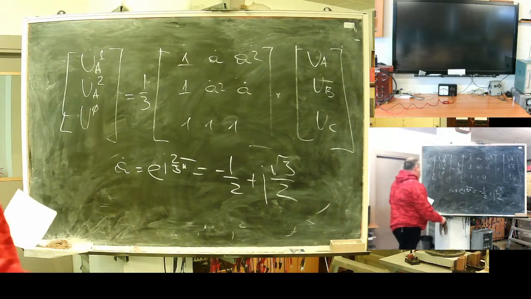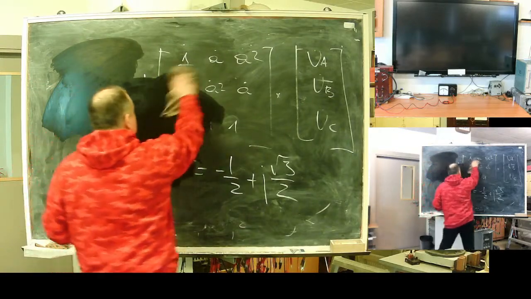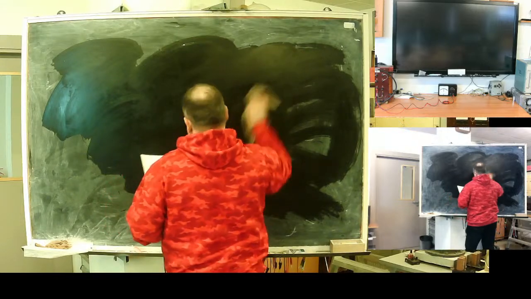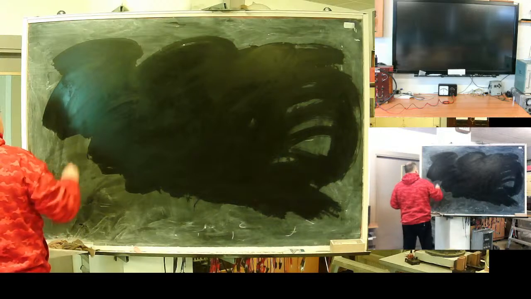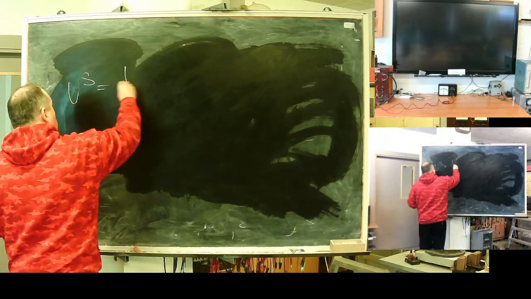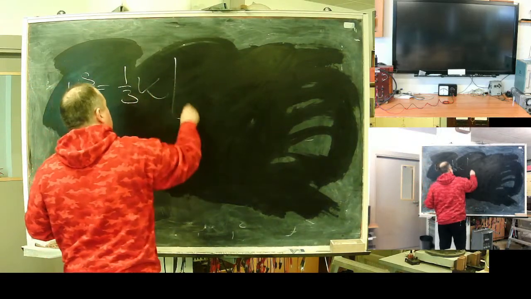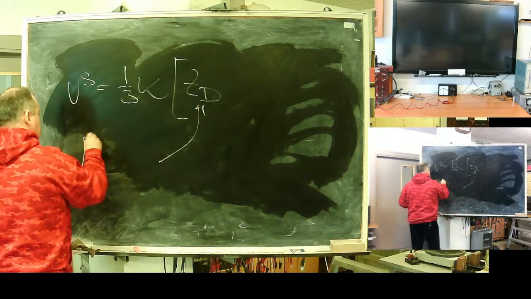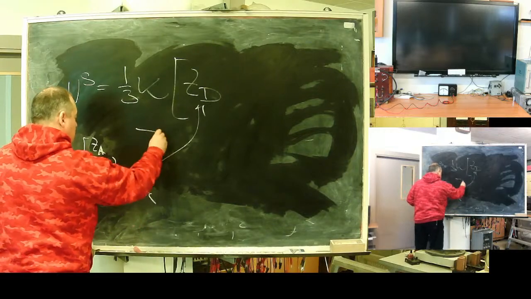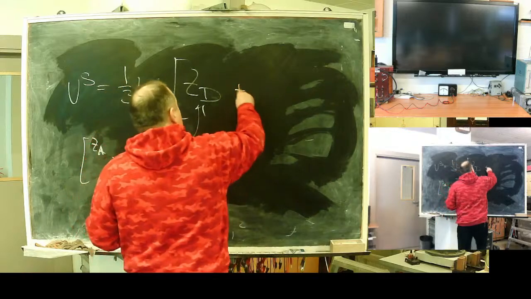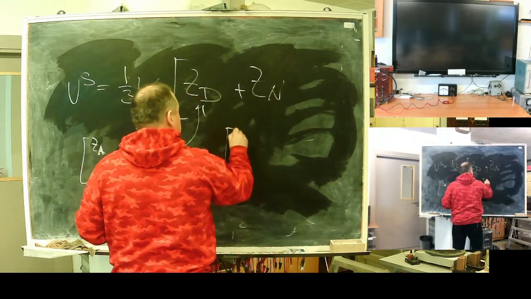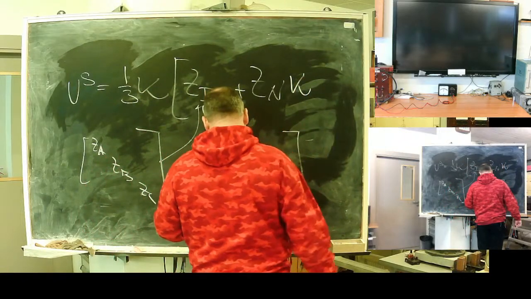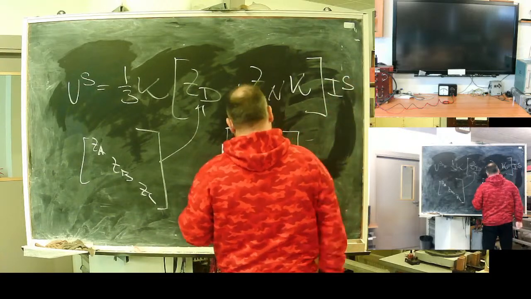Why am I writing this? Because I need sequence voltages: 1/3 Fortescue matrix, diagonal matrix of resistance ZA, ZB, ZC, plus neutral resistance matrix, zeros and Z neutral, multiplied by the Fortescue matrix, multiplied by sequence currents.